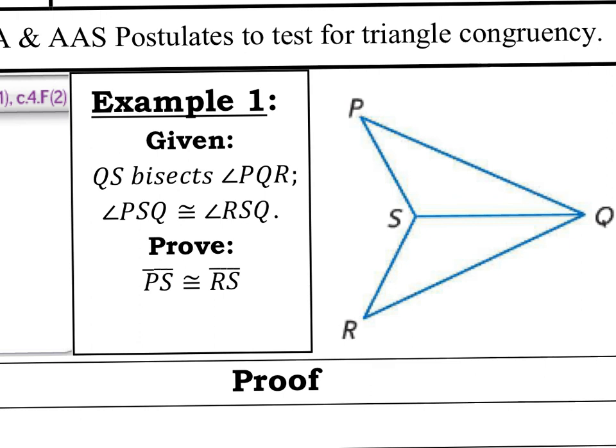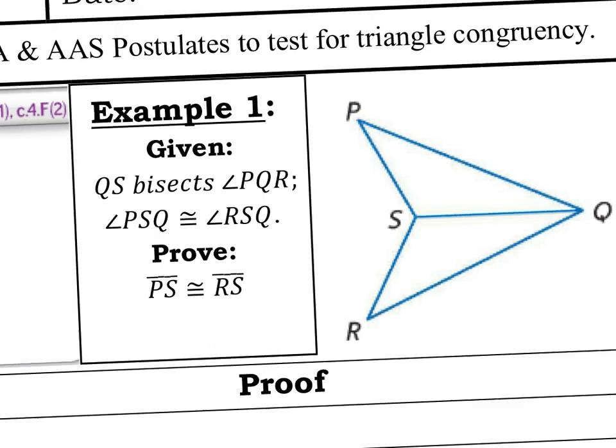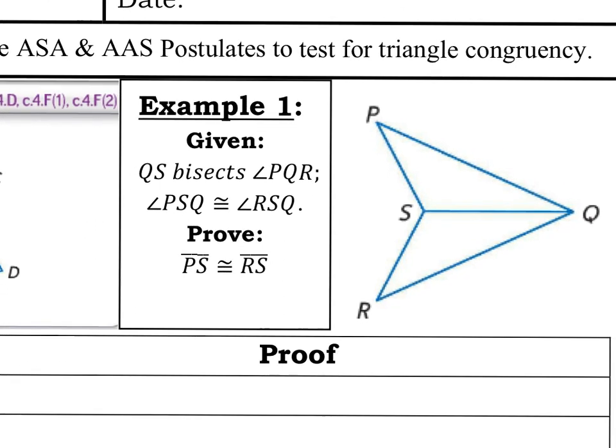Given QS bisects angle PQR and angle PSQ is congruent to angle RSQ, prove that segment PS is congruent to segment RS. So anytime you're doing proofs and you are unsure as to what to write, well then consider this. Always start with what's given and then build from there. And then how you build from there is you've got to think about what you're trying to prove.